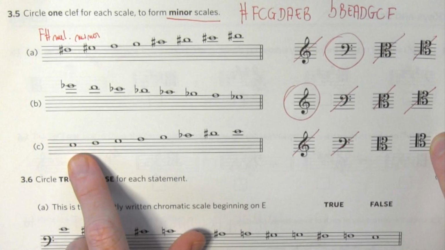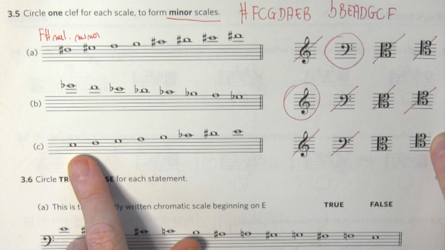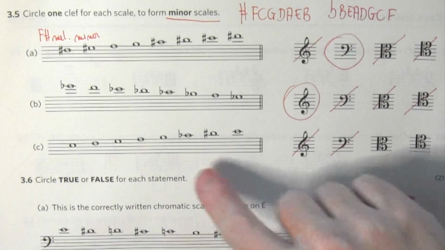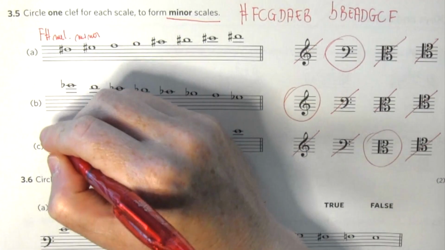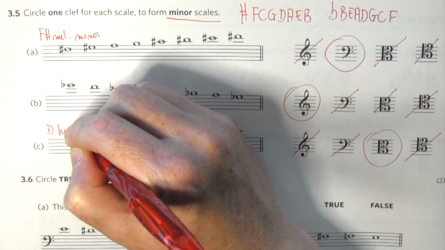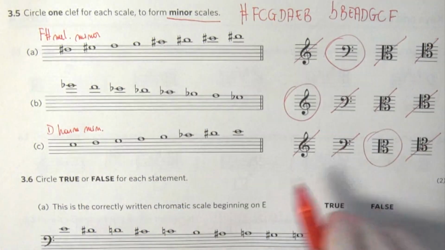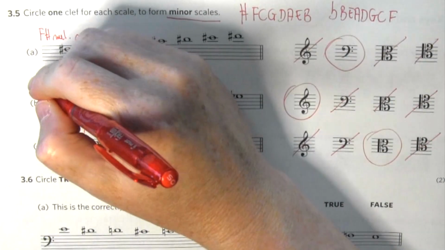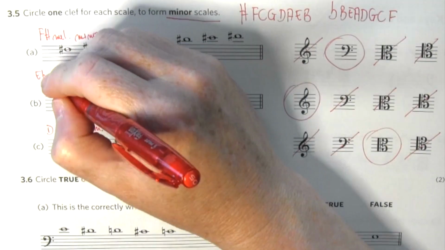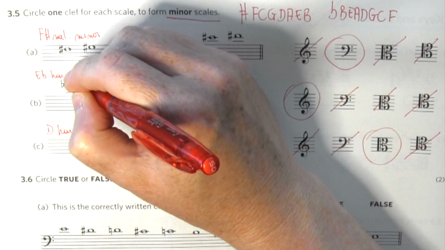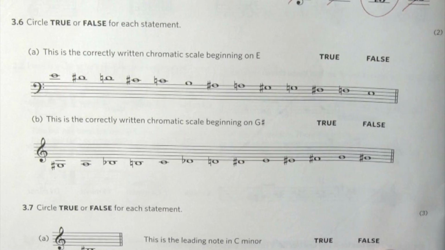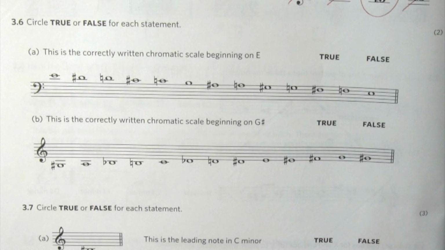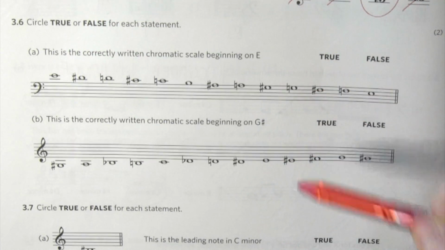In the tenor clef, this will be B minor. B minor is the relative minor of D major, including 2 sharps, and here we have only 1. And we have a flat that doesn't make any sense. So the right answer is the alto clef. So I need to write here D harmonic minor, and then here we have E flat harmonic minor. Brilliant. Next one. In this question, we need to circle true or false for each of the chromatic scales.